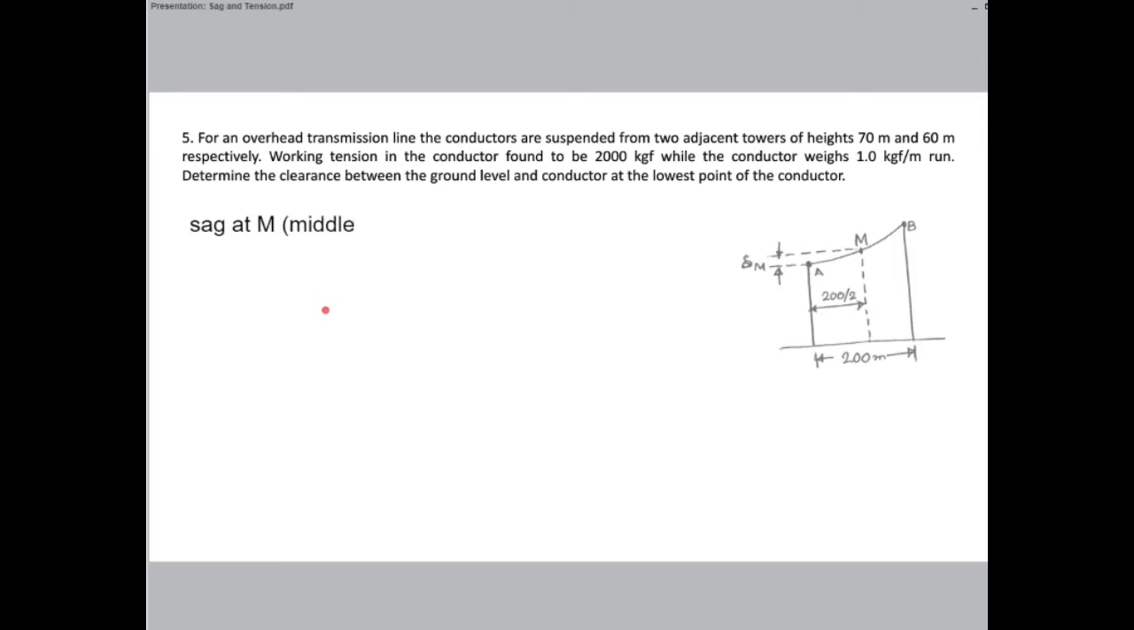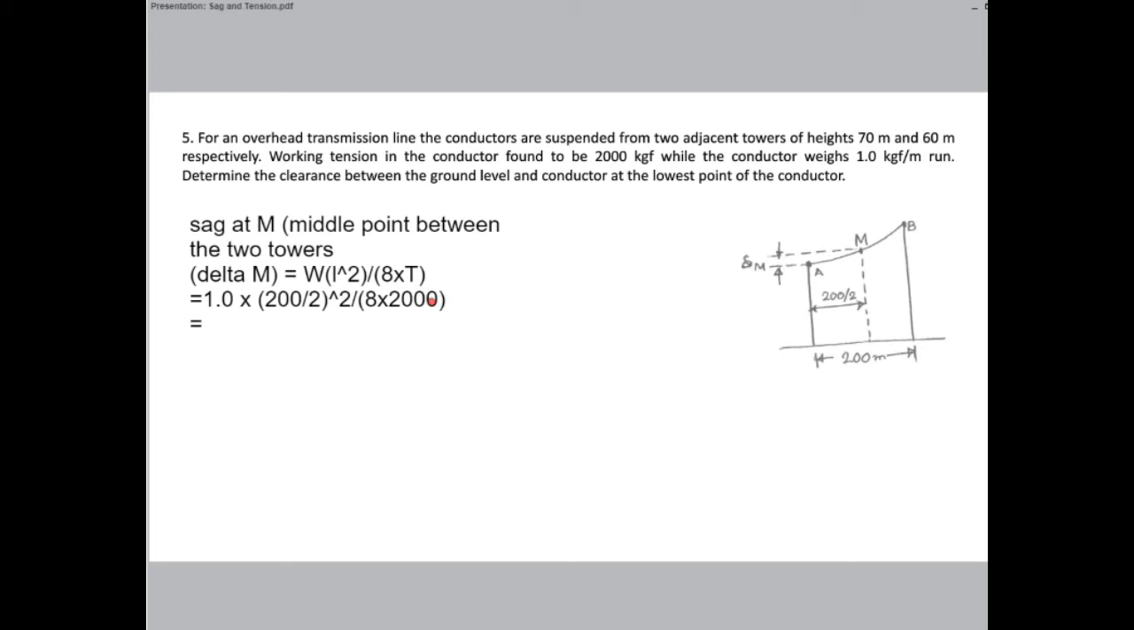So that delta M, we can find out the sag at M, the middle point between the two towers. Delta M is going to be W L squared over 8 times T. We know W is 1.0, L is now 200 over 2, and that is to be raised to the power 2. W L squared over 8 times T, T is 2000.